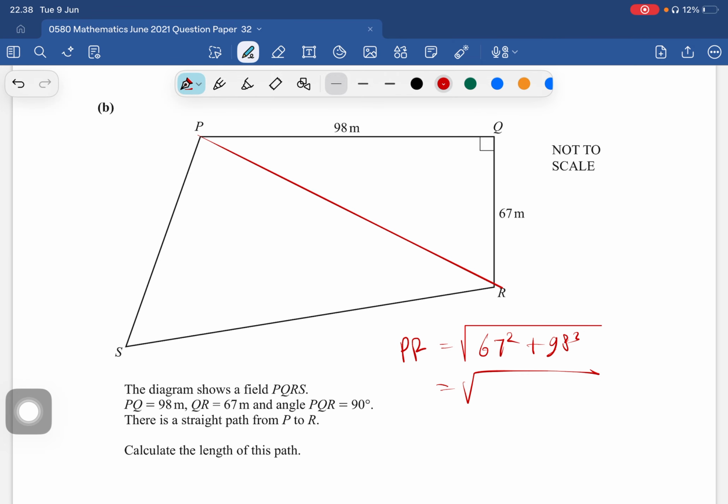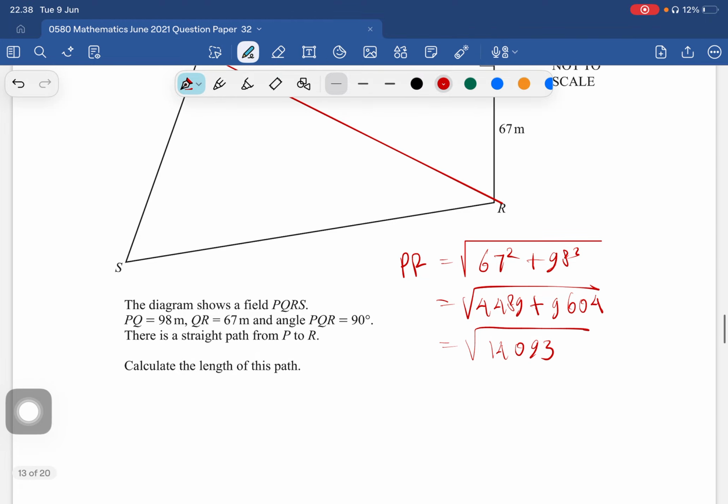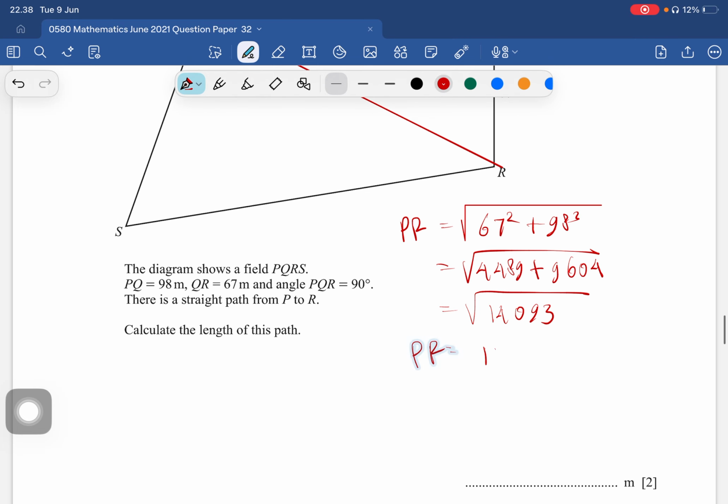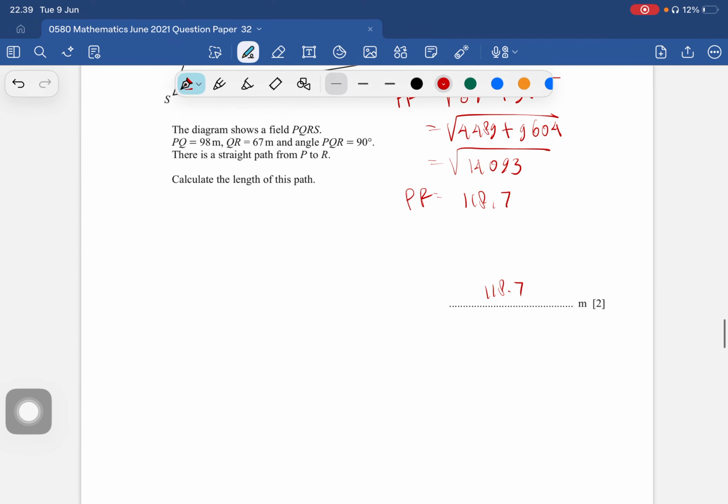As calculated, 67 squared is 4,489, plus 98 squared is 9,604. Adding them gives 14,093. So PR is the square root of 14,093, which is 118.7 meters. There it is.